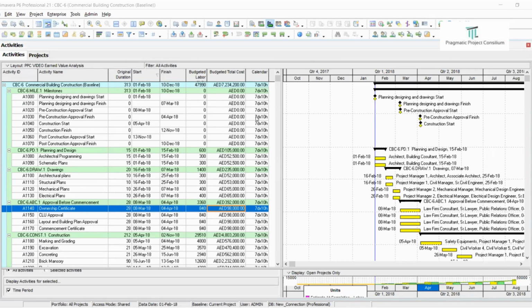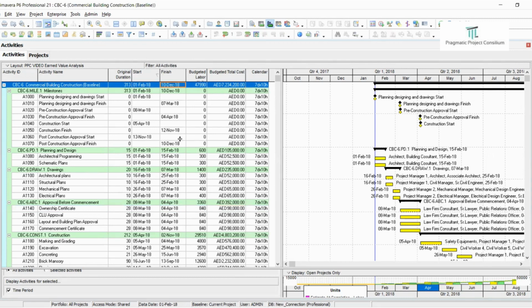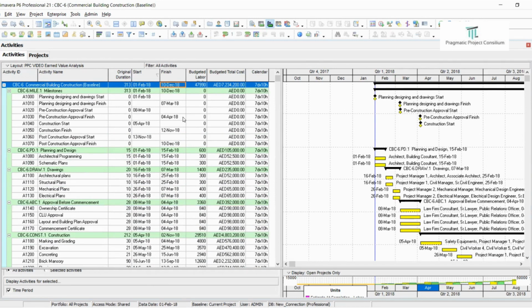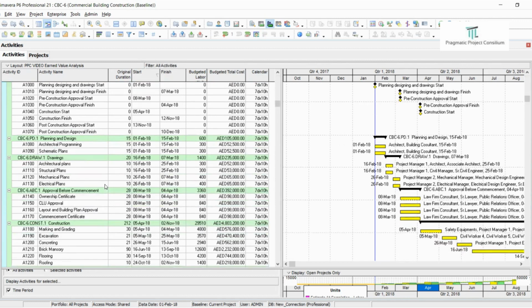So here in the Primavera schedule, our project is commercial building construction, the baseline, with a 7 days a week, 10 hours per day calendar. The total original duration is 313 days. The project is supposed to start from 1st February to 10th December, 313 days. And we have different WBS levels, starting from milestones, which are directly linked with the respective activities, to look at the program and all milestone payments. The second WBS level is planning and design, where the architectural programming and the schematic plans are there.